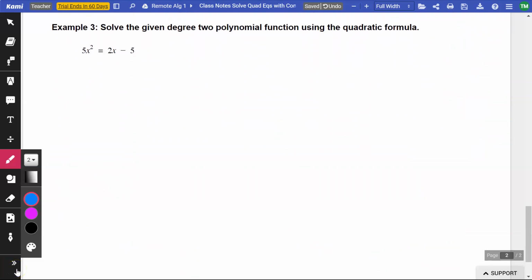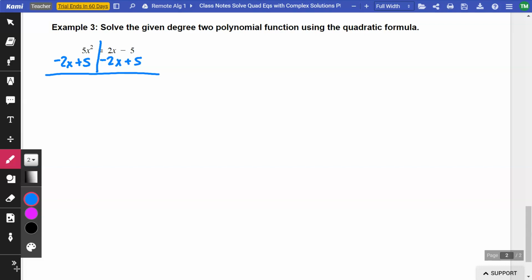So I tried to trick you with example 3 because this equation is not equal to 0, and whenever we solve a quadratic equation, the very first step is to always make sure it's equal to 0. So we actually have to move the 2x and the 5 to the other side. So we're going to have 5x squared minus 2x plus 5 is equal to 2x minus 2x is 0. Negative 5 plus 5 is 0, so it's equal to 0.